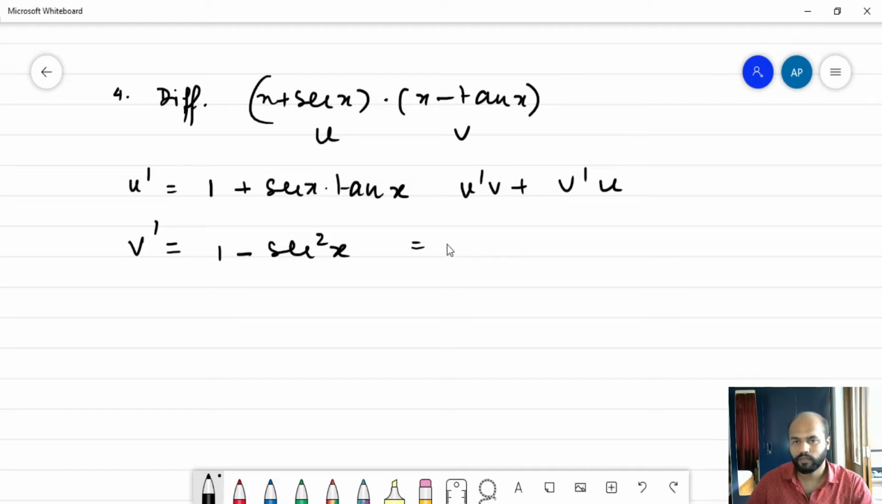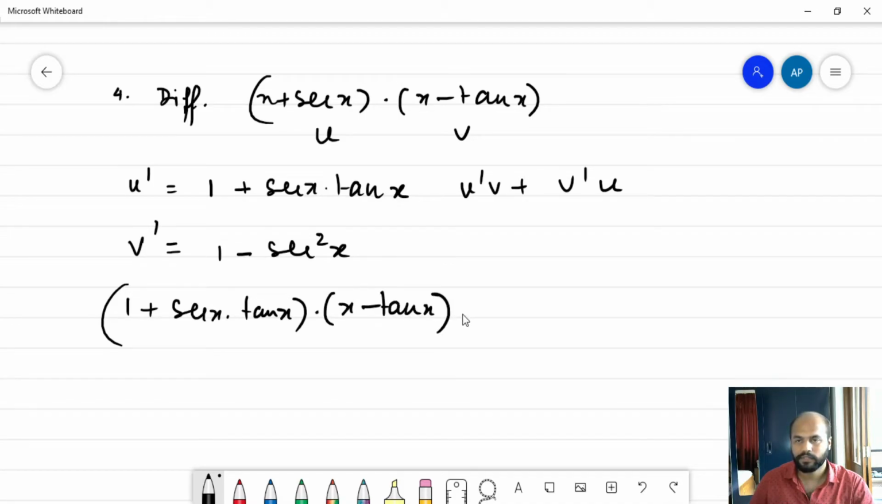So u dash comes out as, of course, 1 plus sec x tan x. You know about this. Let me do the application part over here. So u dash is going to be 1 plus sec x tan x into x minus tan x kept as it is. Second time, v dash is going to be 1 minus sec square x into u, which is x plus sec x. So this is going to be the final answer of this question.